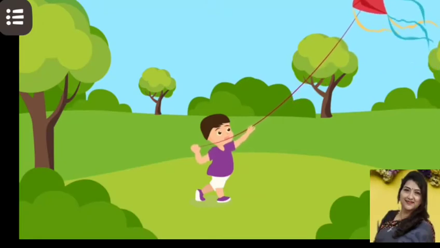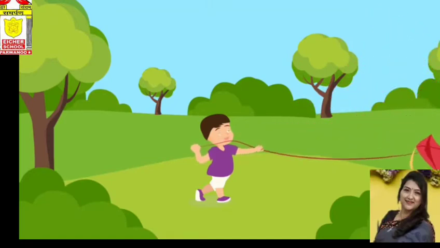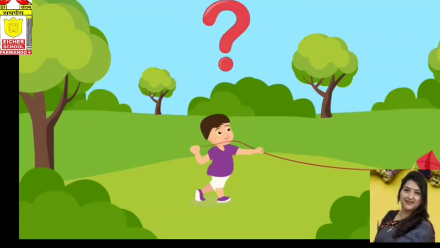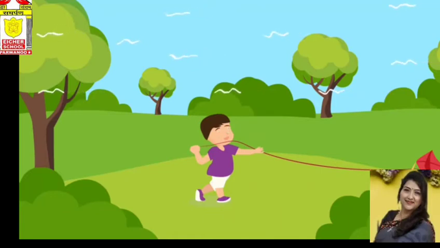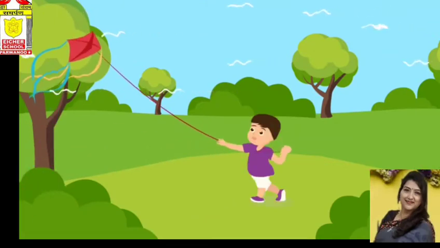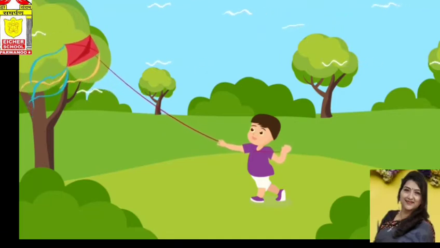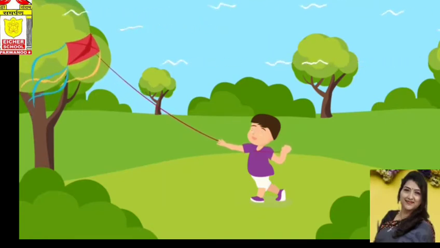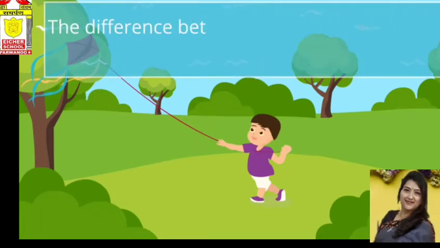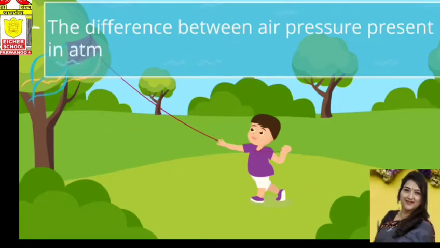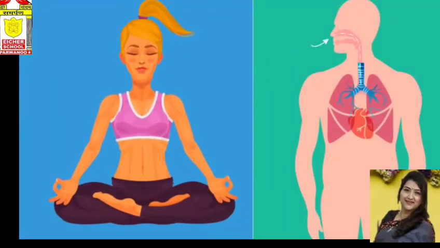Look here, a child is trying to fly a kite, but he is not able to do that. Can you think why? The kite is not flying because the air is flowing in the opposite direction to the motion of the kite. To fly the kite smoothly, he should fly it in the direction of the wind. Then the air coming from the back helps. This moving air is wind. How do these winds occur? Now let us study how differences in air pressure present in the atmosphere cause winds. So this is how winds occur.